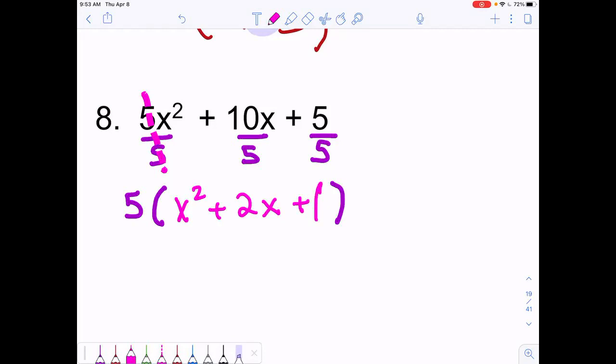Yeah, there's a 1 there. So 5 divided by 5 is 1. That's a sloppy looking one. So we still need to factor this. And I know it looks weird inside, but we still have an A and a B.